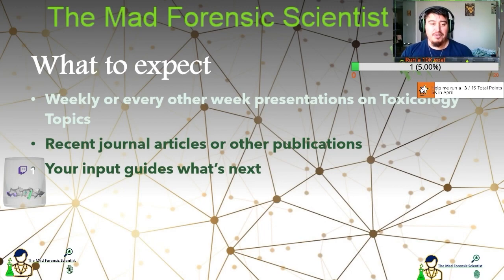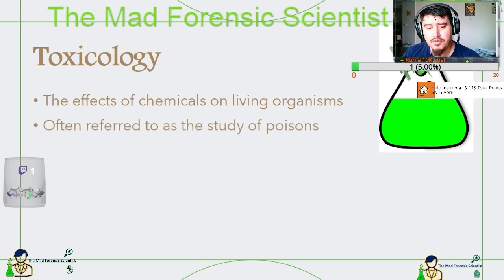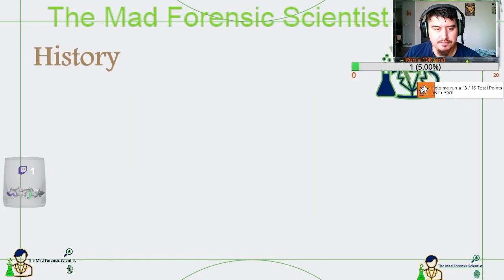So to dig into that, we're going to talk about what is toxicology. It's the effects of chemicals on living organisms, often referred to as the study of poisons. It investigates poisons and other contaminants. Toxicologists research the properties of that poison, its effects, treatments, and potential solutions, as well as regulations. A little bit of history of toxicology.